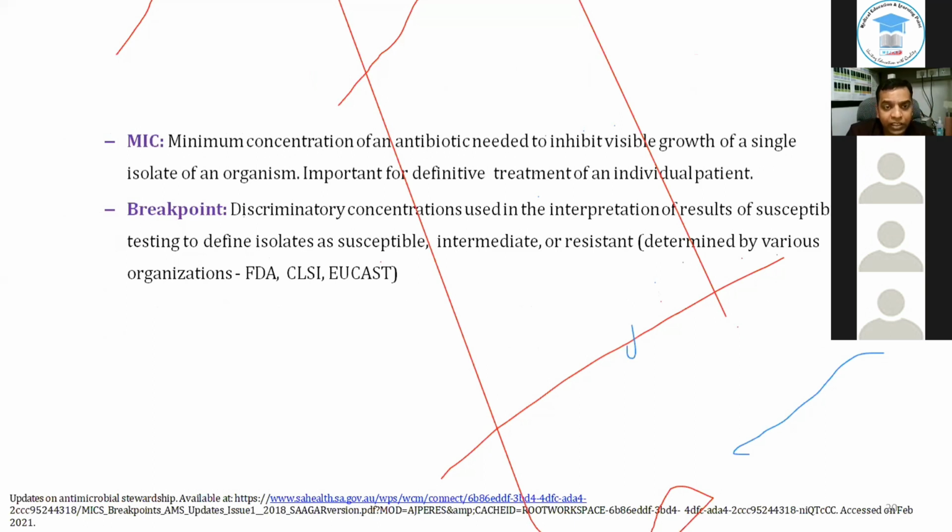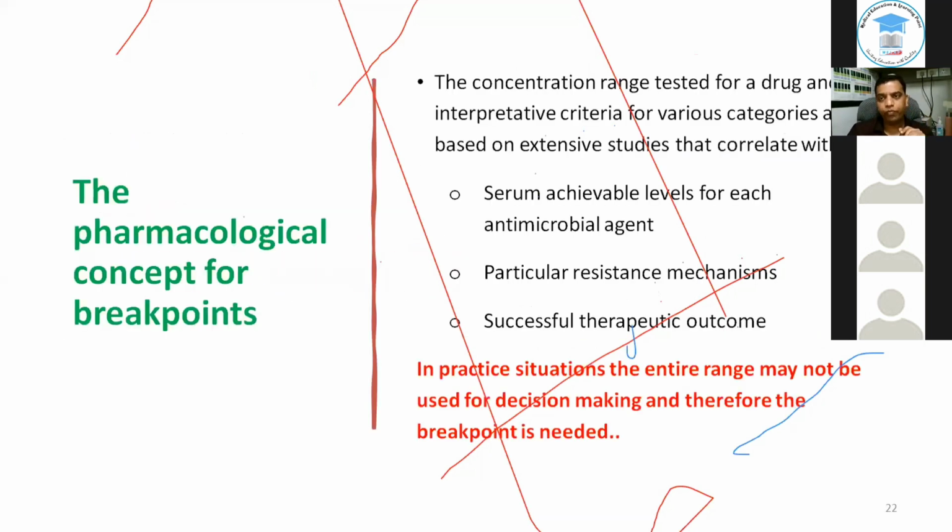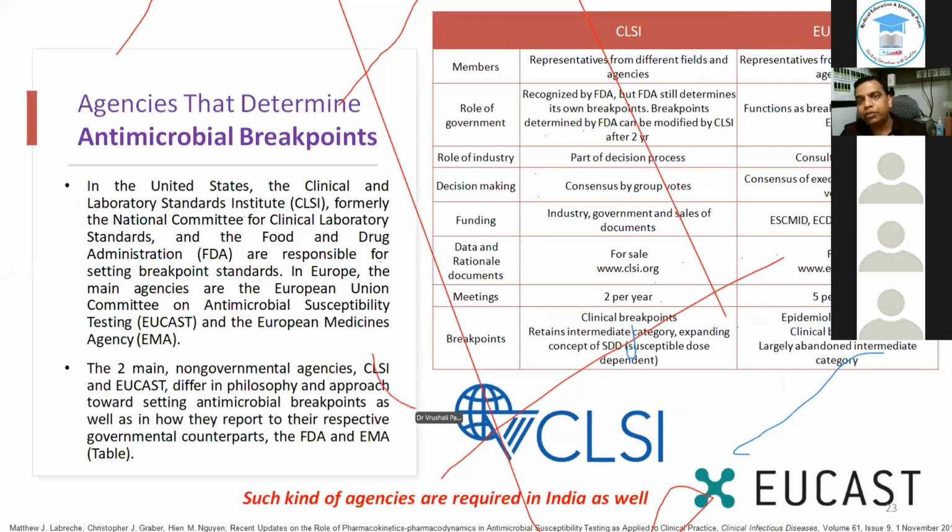Breakpoints are given by organizations like FDA, CLSI, or EUCAST. How these breakpoints are obtained, we will see in the next slide. But the pharmacological concept of breakpoints correlates with the serum achievable levels of the antimicrobial agent, and depends upon the particular resistance mechanism and successful therapeutic outcome. The breakpoints are given by either CLSI, the Clinical and Laboratory Standards Institute, or EUCAST, the European Committee on Antimicrobial Susceptibility Testing. Now, what's the difference between CLSI and EUCAST?